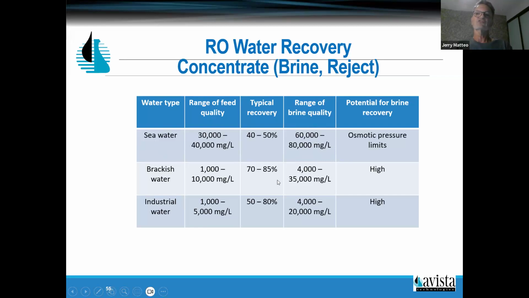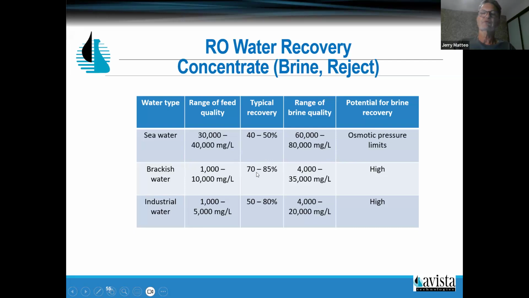Okay, brackish water is different. Brackish water, because it's lower dissolved solids, and it's reasonable, we've got a reasonable osmotic pressure to overcome. I can produce more water. I can produce 70 to 85. It's 75 to 80 is a real typical number. So I'm also increasing my brine or concentrate, which is also much higher than my feed, but it's a whole lot less than seawater.